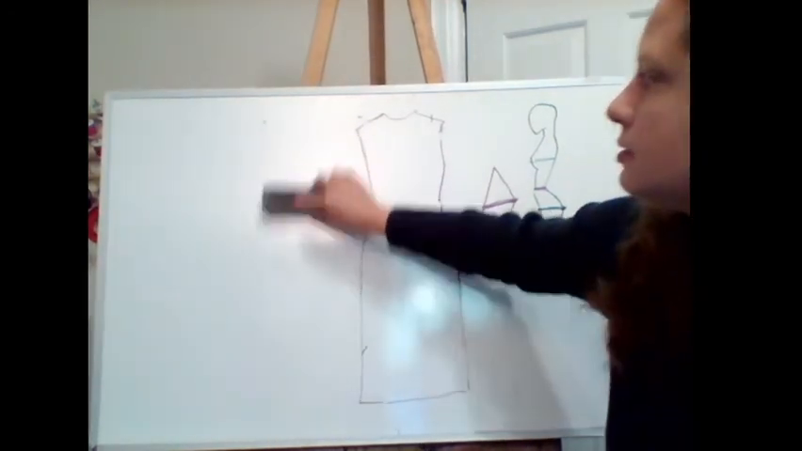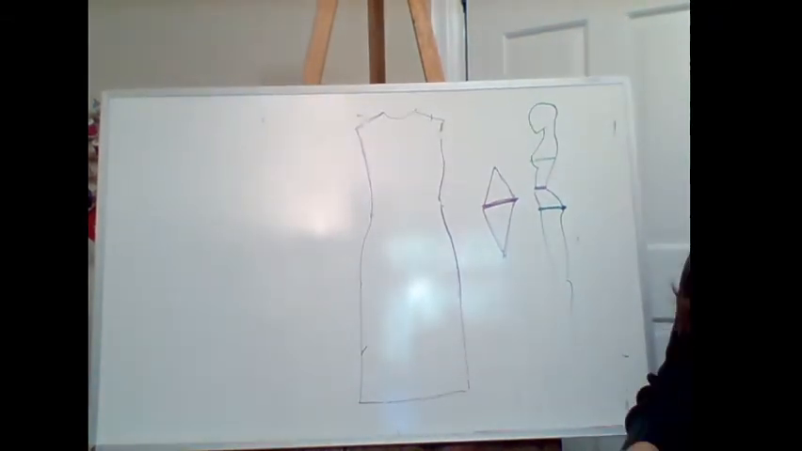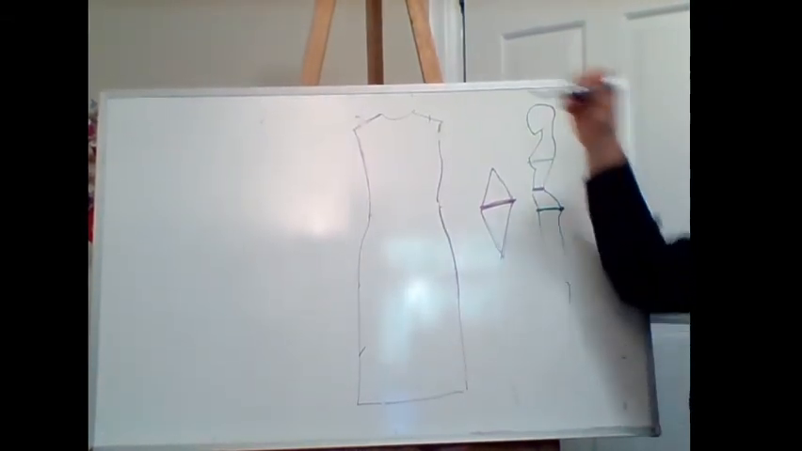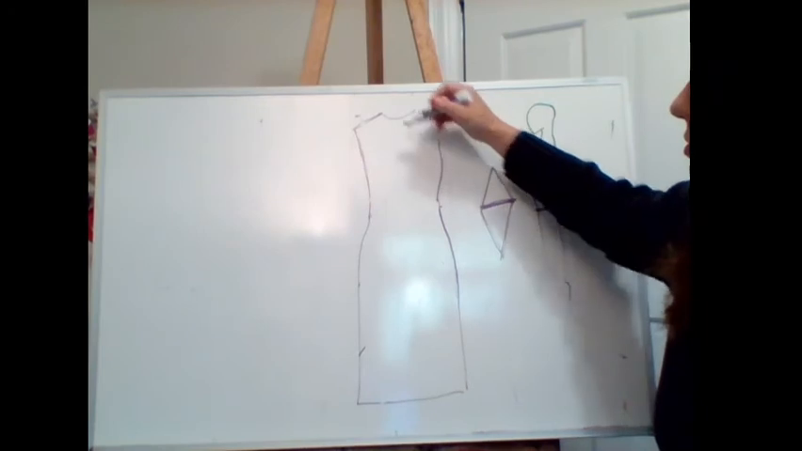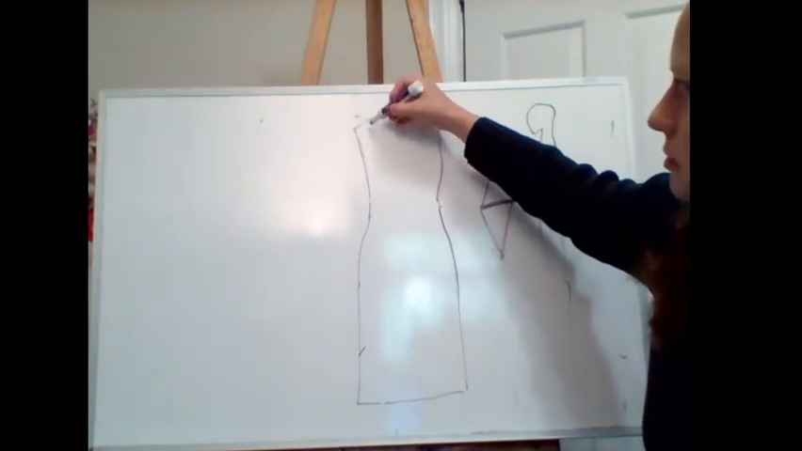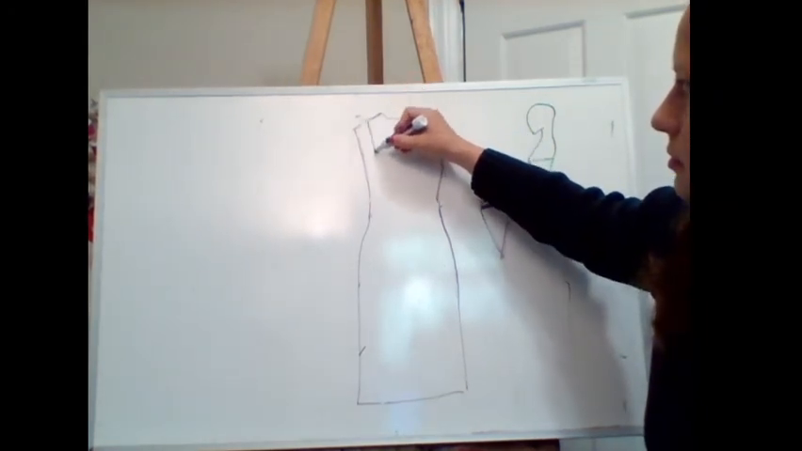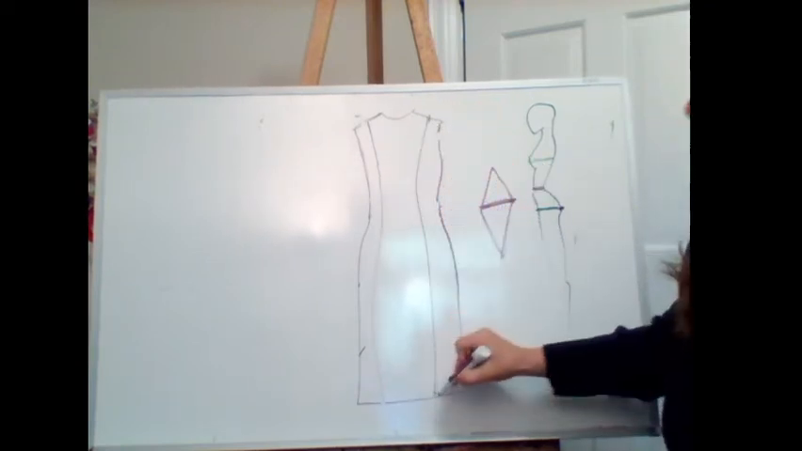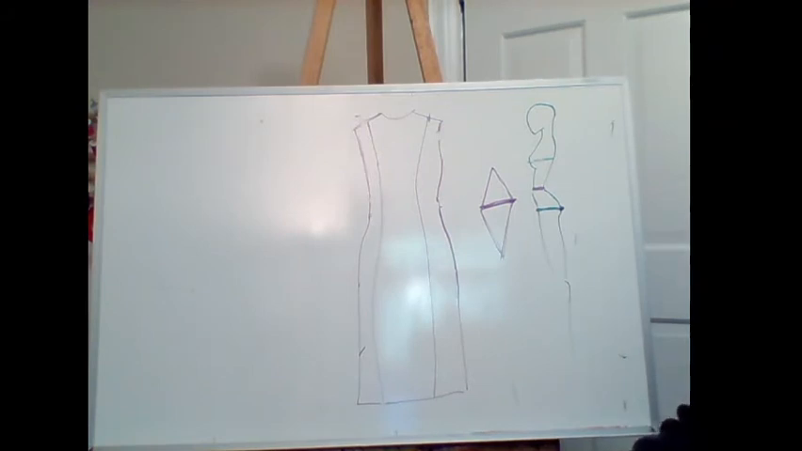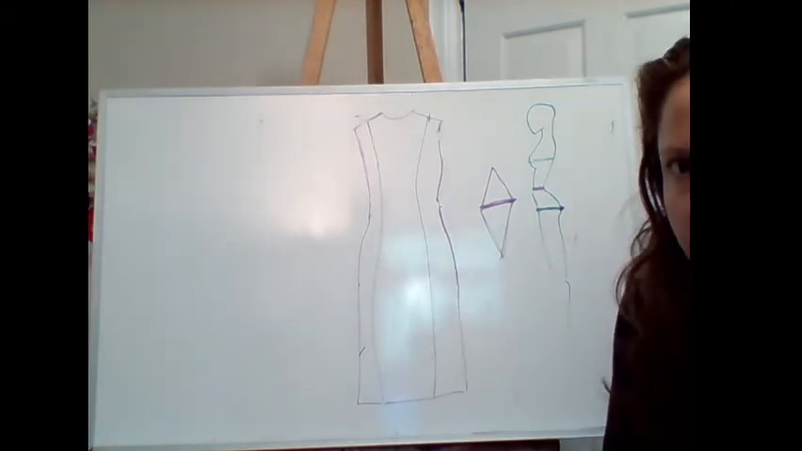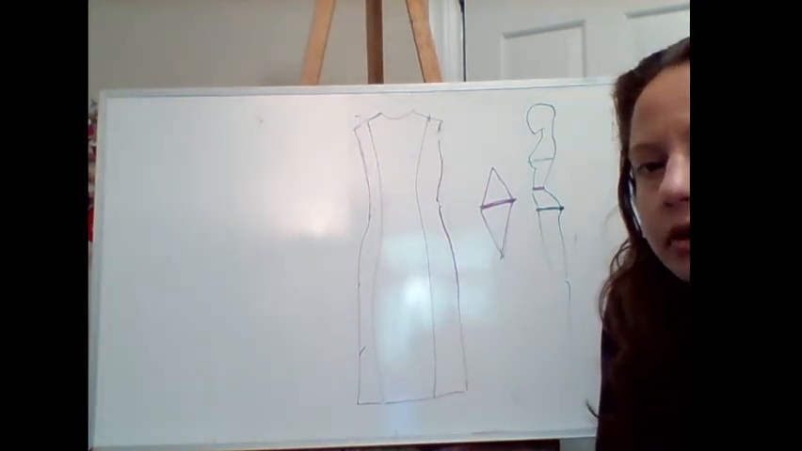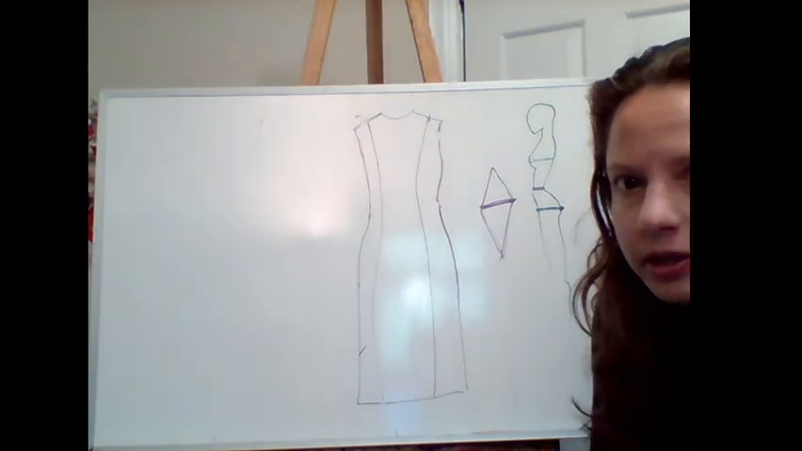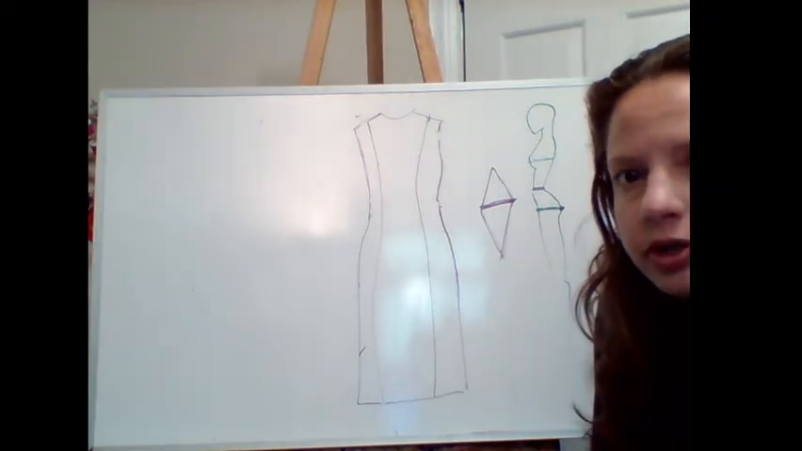Okay, closures. Let's put in some seams for the sake of having them. I guess some princess seams are fine. Now, with wovens, we need to have closures. And for dresses, they're typically zippers, usually invisible zippers, but if you want an exposed zipper, that is fine.